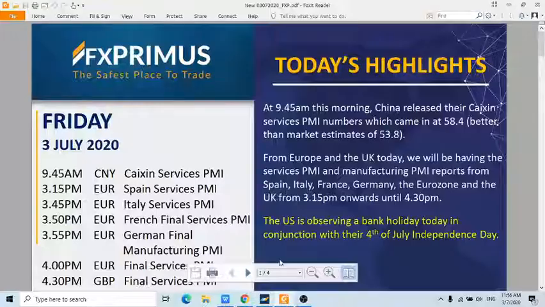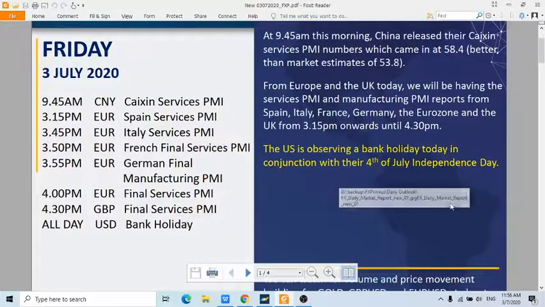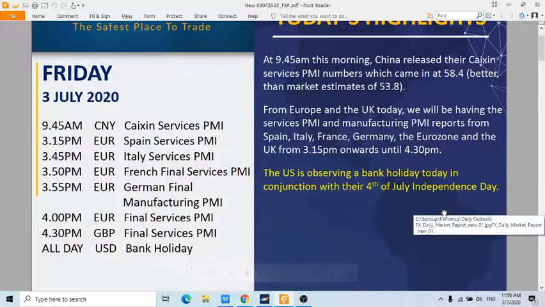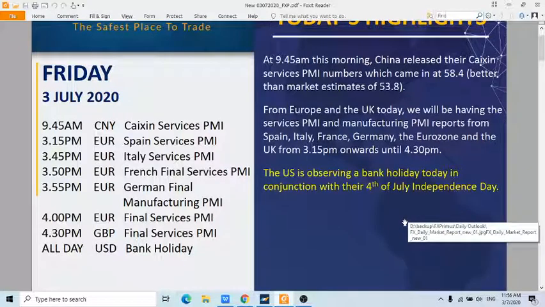Other data coming out today: since the US is on a bank holiday, we will be focusing on the European and UK markets. From Europe all the way until the UK session, we will have services PMI data throughout the whole day from Spain, Italy, France, Germany, the Eurozone, and lastly the UK economy.